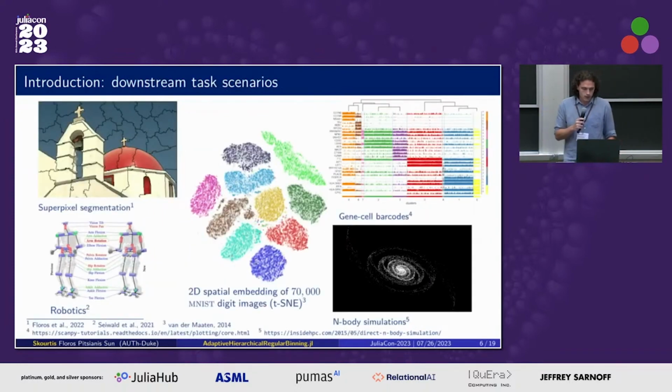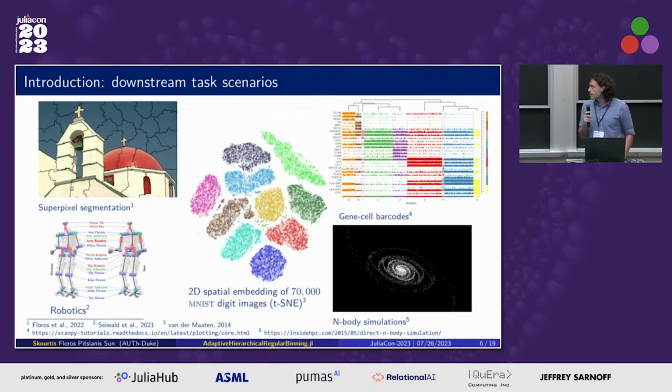So here I will be presenting some downstream task scenarios. There is a plethora of tasks that ARB can be utilized for. And keep in mind that tasks of high dimensionality are the target goal of ARB. The first one is image processing, and more specifically, superpixel segmentation, which can be used for data compression. Data like these are not two-dimensional, rather they are five-dimensional. They have two dimensions for pixel space and three dimensions for color information.